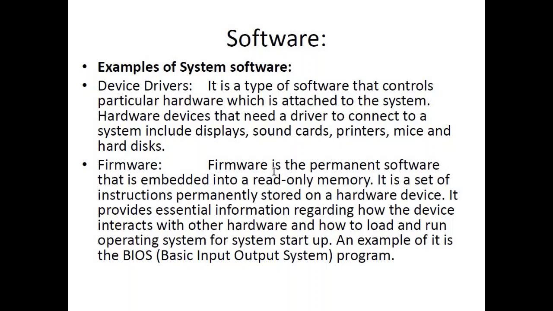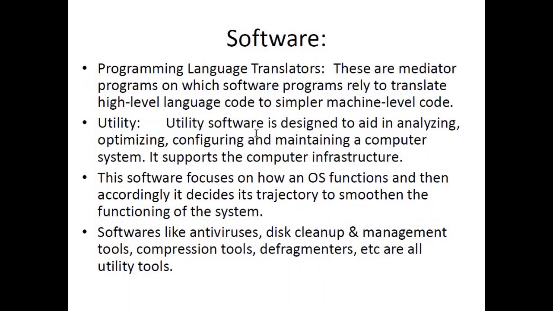The next example of system software is firmware. It is a permanent software that is embedded into a read-only memory, means onto the ROM. It is a set of instructions permanently stored on a hardware device. It provides essential information regarding how the device interacts with other hardware and how to load and run the operating system for system startup. An example of it is the BIOS, basic input-output system.